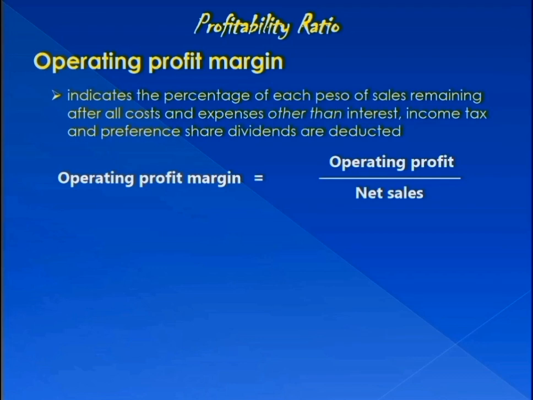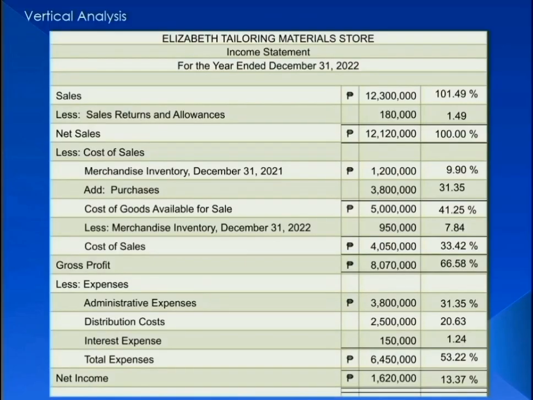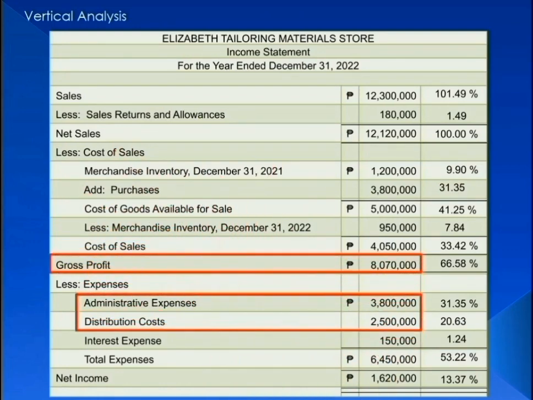We have actually already computed for that in the previous video, since we needed the amount to determine the times interest earned. Remember? We even used two ways to compute for it. The first is the gross profit minus the operating expenses composed of the administrative expenses and distribution cost. That is 8,070,000 minus 3,800,000 and minus 2,500,000 equals 1,770,000.